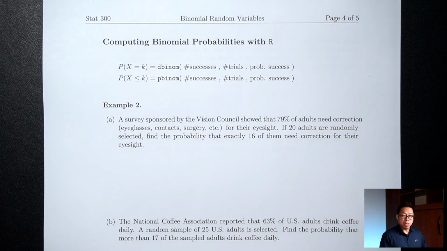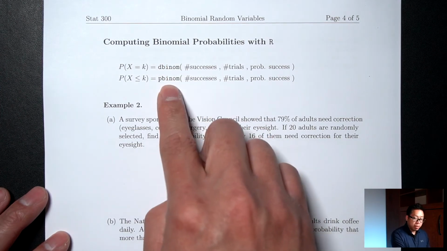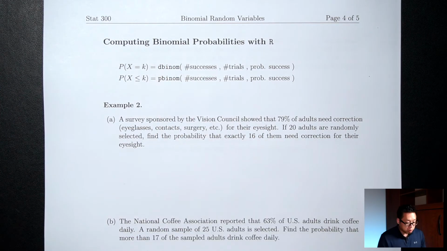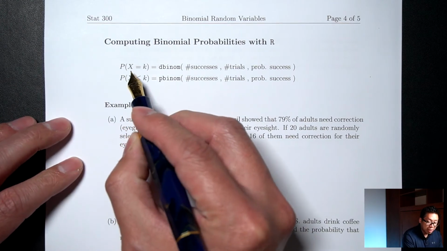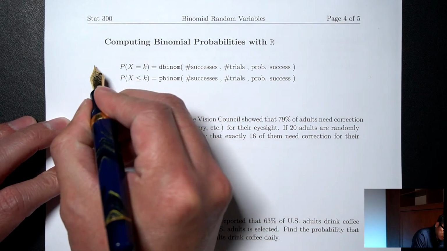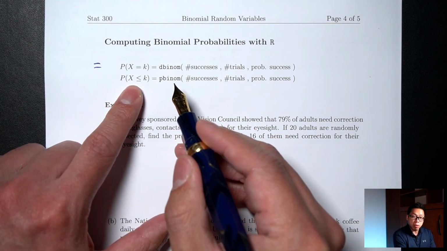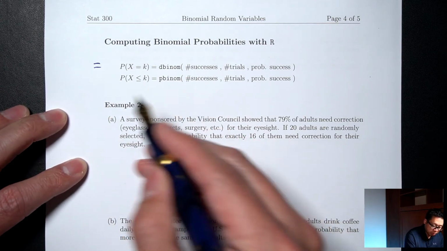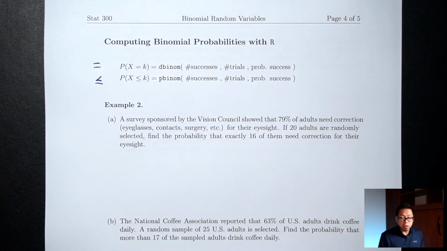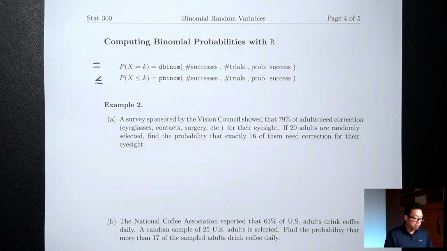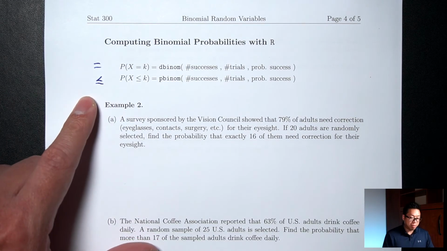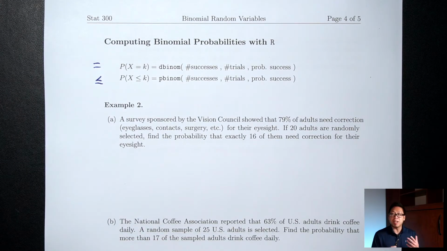So as I promised, we're going to use R to help us find binomial probabilities. The two commands in R that we'll need are dbinom and pbinom. Dbinom is for a situation where we're looking for a probability of x exactly equal to something. Pbinom is for the situation where we're looking for a probability of x less than or equal to something. Those are the two situations that R is going to help you with directly. Now, there are other situations, such as greater than or equal to, less than. For those situations, we're going to have to do a little bit of adjustment in order to use R.